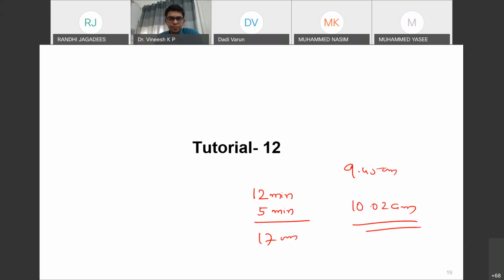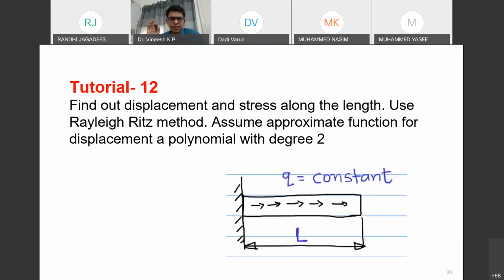Okay, we consider the same problem. Remember that we consider the same problem. The only difference is that earlier Q is equal to Cx, and here Q is equal to constant. And you have to consider the approximate function a0 plus a1x plus a2 x square, a polynomial of degree n. It is actually simpler than what we have discussed in the class.